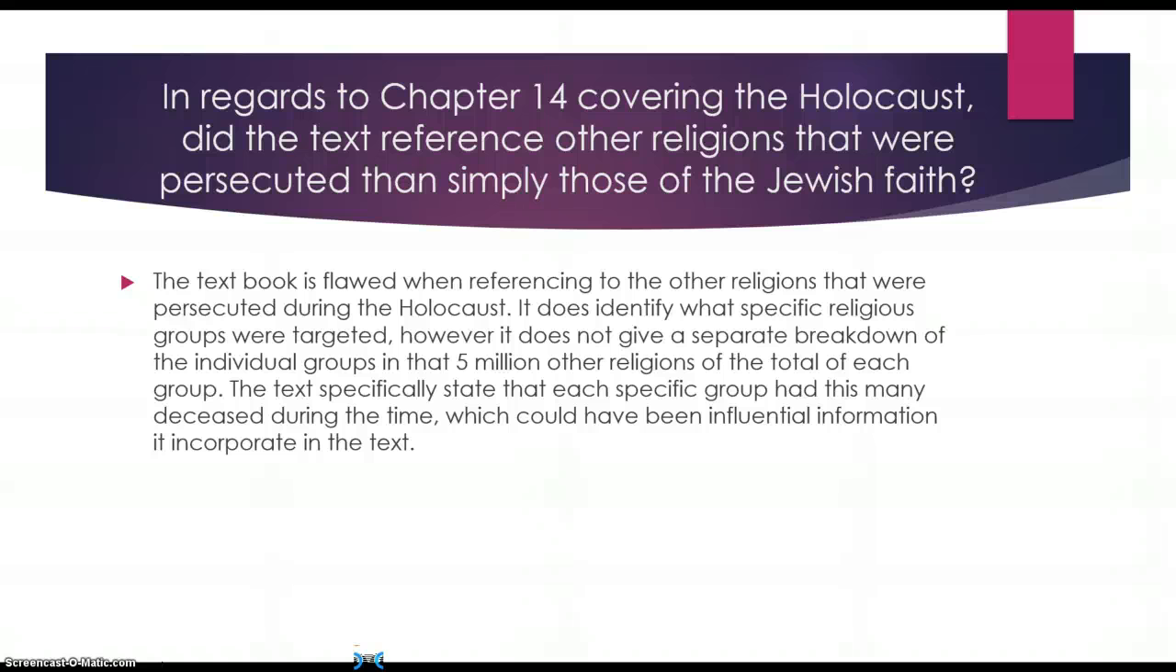The textbook is flawed when referencing the other religions that were persecuted during the Holocaust. It does not identify what specific religious groups were targeted. However, it does not give a specific and separate breakdown of the individual groups in that 5 million of other religions, or the total of each group. The text could have specifically stated that each specific group had this many deceased during the time, which could have been influential information if incorporated in the text.